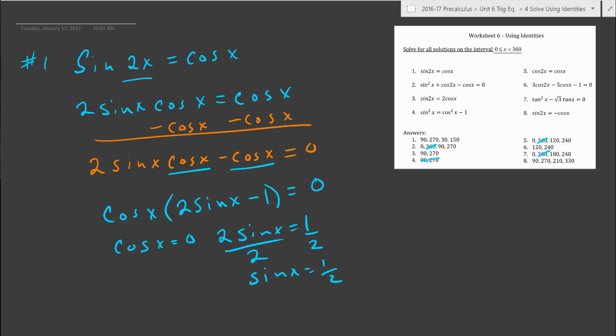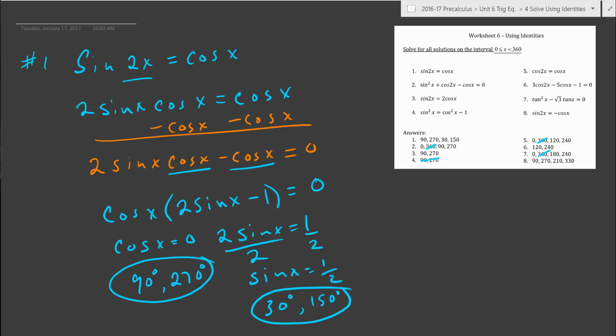Cosine of x is 0 at 90 degrees and 270 degrees. Get that from our unit circle. And sine of x is equal to 1/2 at 30 degrees and 150 degrees. So there's our solutions for number 1.